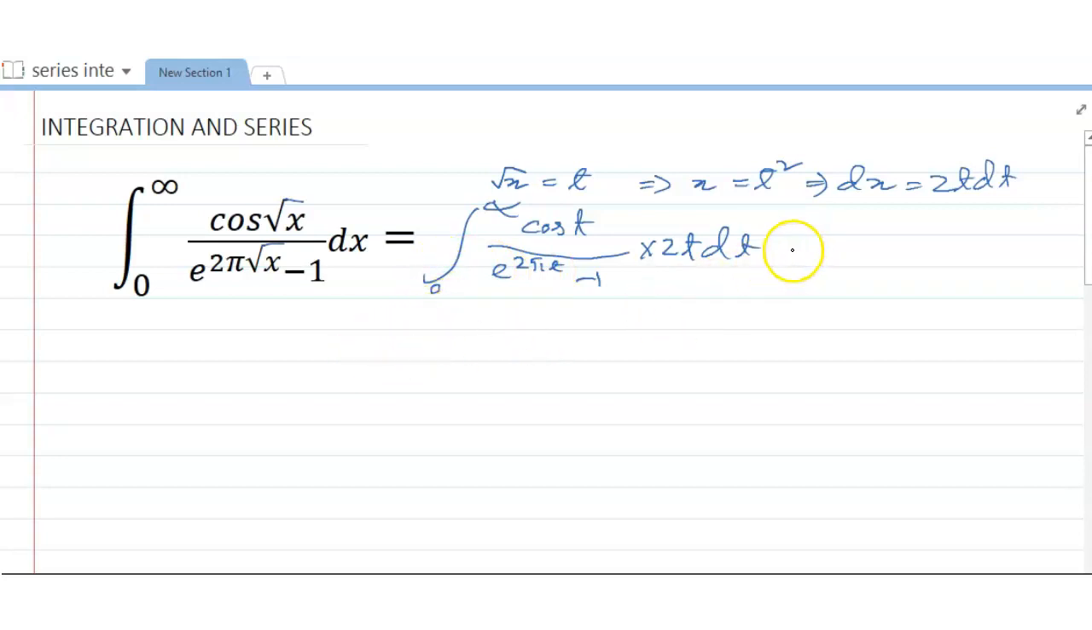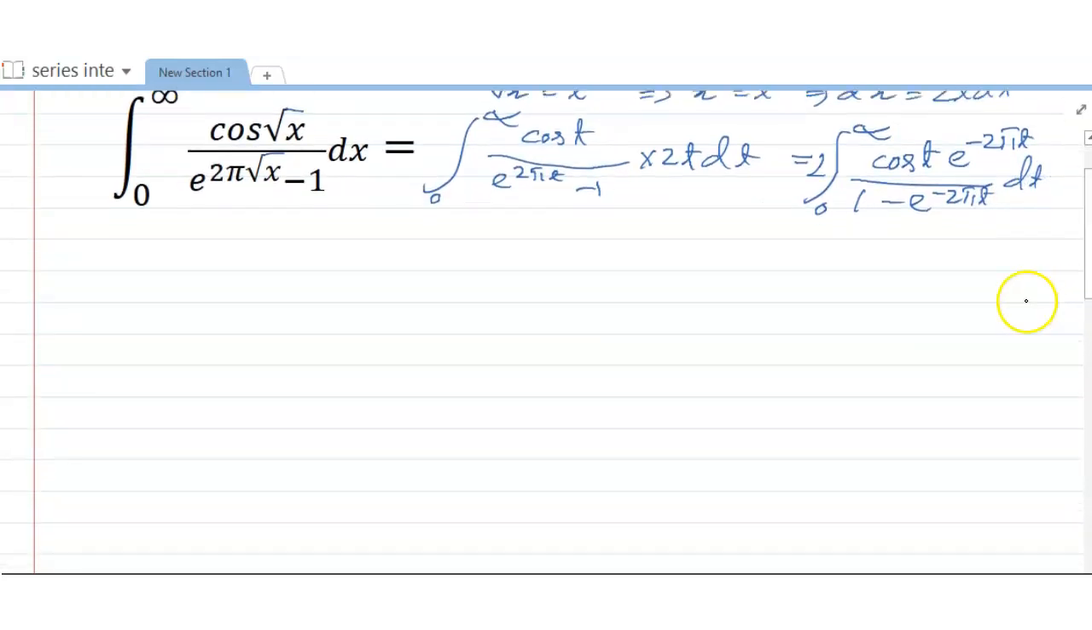After that it can be written as integral from 0 to infinity of 2 cos t into e to the power minus 2 pi t divided by 1 minus e to the power minus 2 pi t, into dt. Next, so friends, we know this is the formula.